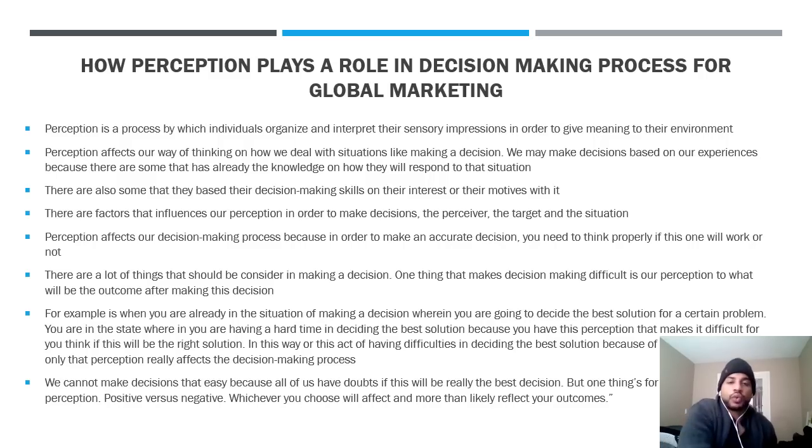So how does perception play a role in the global decision-making process for global marketing? Perception is a process by which individuals organize and interpret. We know that. It affects our way of thinking, how we deal with situations like making decisions. We may make decisions based on our experiences, but there are some who already have the knowledge on how they will respond to that situation. There are also some who base their decision-making on their interests or their motives. There are factors that influence our perception in order to make decisions and to perceive the target audience. So when you look at something, let's say you're in business and you see someone behaving in a certain way.